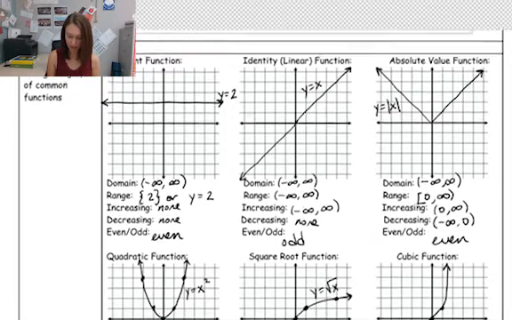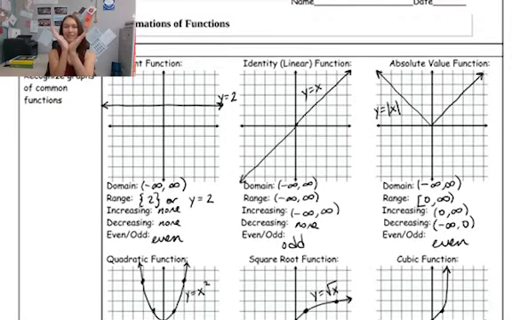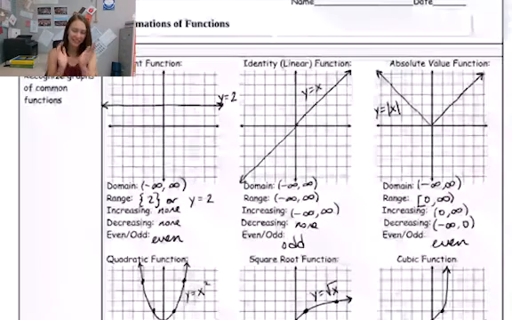The absolute value function looks like a V. I always say absolute value with V's, and it looks like a V. And so we have that absolute value because it always makes anything positive. So if I put a positive x or a negative x in, it's going to make that y value positive. Domain is all real numbers. Range is not. So range goes from 0 to infinity.